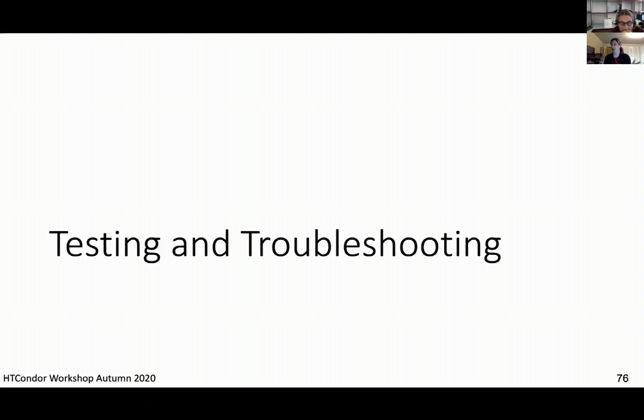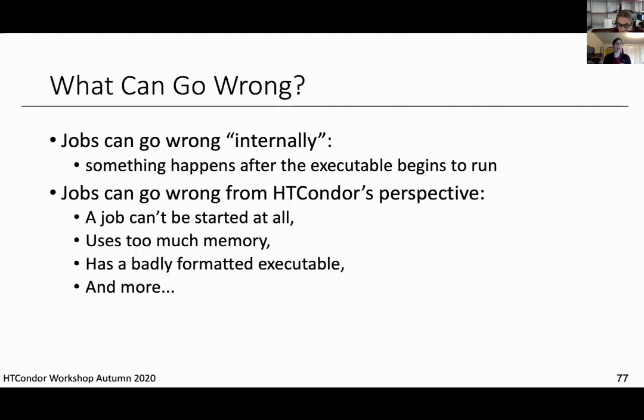Some of this information is helpful when we move into testing and troubleshooting, because not everything is going to run smoothly. So I categorize problems with Condor jobs in two classes. One is that something happens inside the job with the executable. It has a bug, it can't run successfully, something like that. And then the second category is that jobs can go wrong from Condor's perspective. It can't start the job at all. It uses too much memory. It can't even start the executable. And those will be handled in a different way.